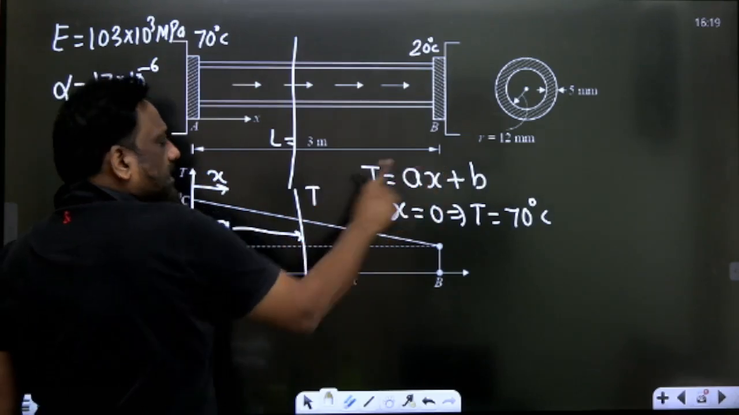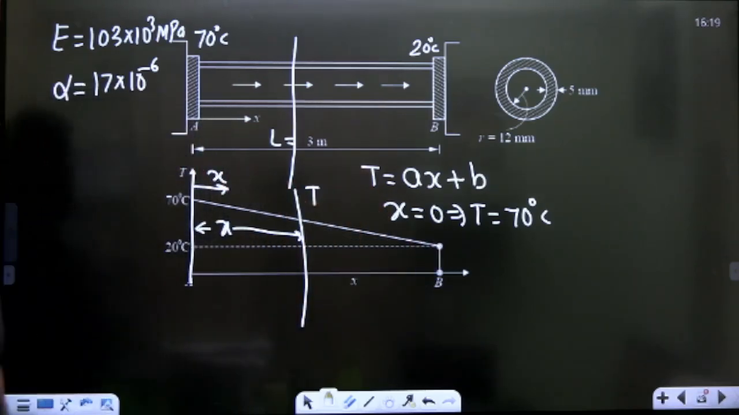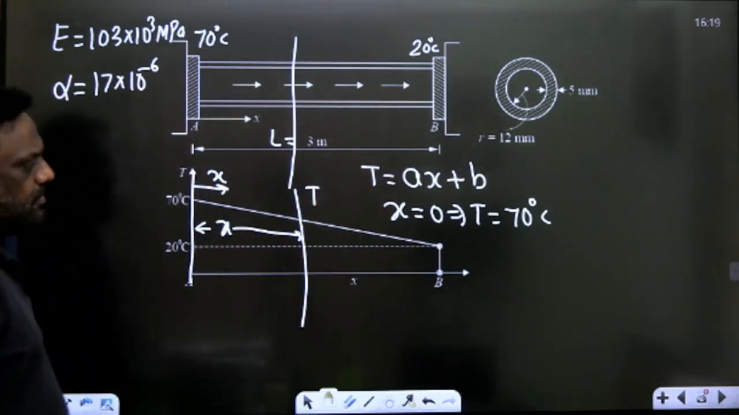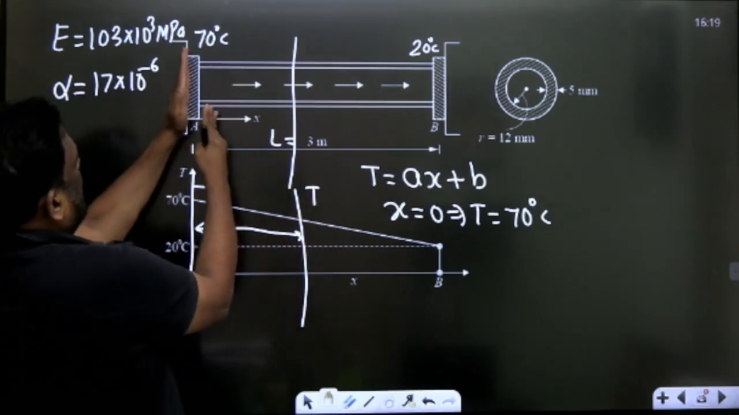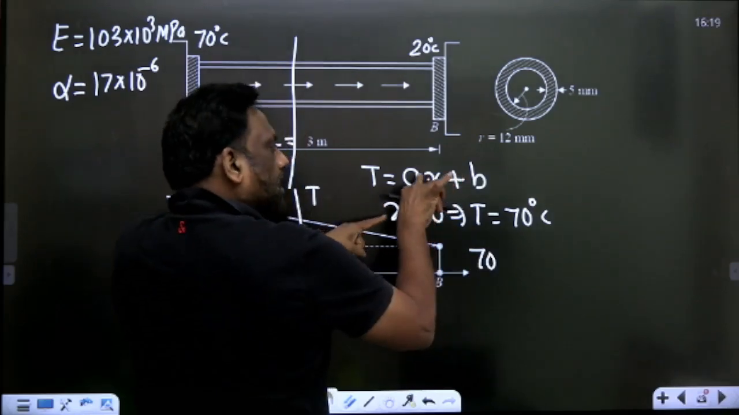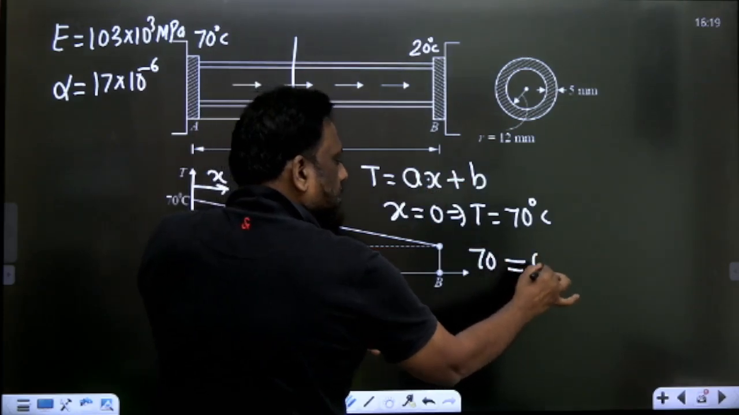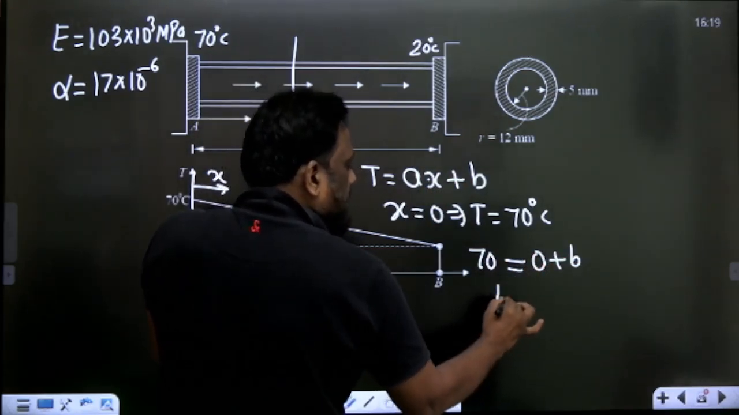Why are you writing linear? Because temperature and this x, it is a linear behavior, he has clearly given. Previously it was a cubic profile. So when x is 0, meaning left side, the temperature is 70. So T is 70, x is 0, a into 0 is 0 plus b, so b value is 70.